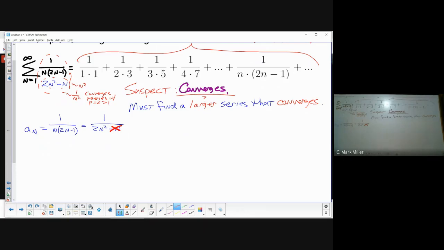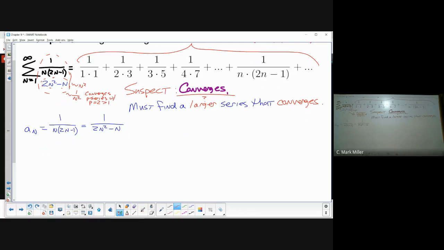Wah, wah, wah. Back to the drawing board. What's a good way to handle this? Let's see here. I need to make the denominator smaller, not bigger.